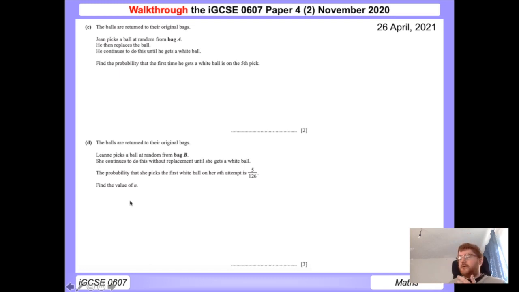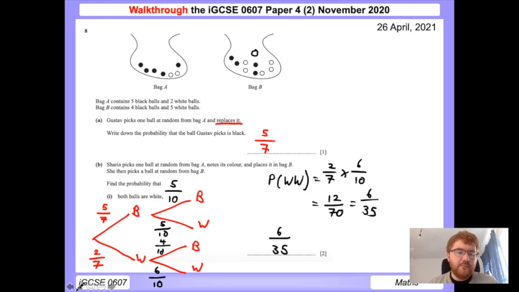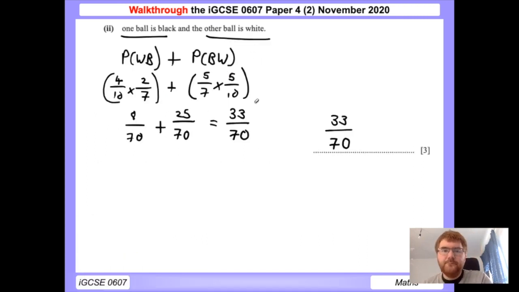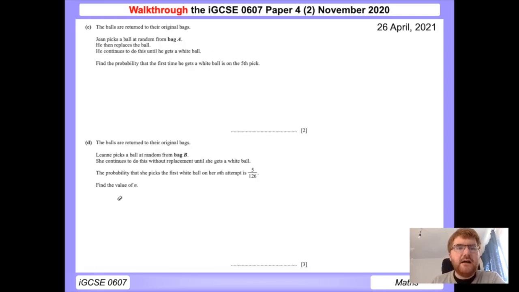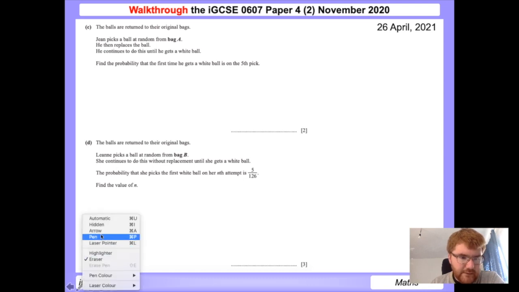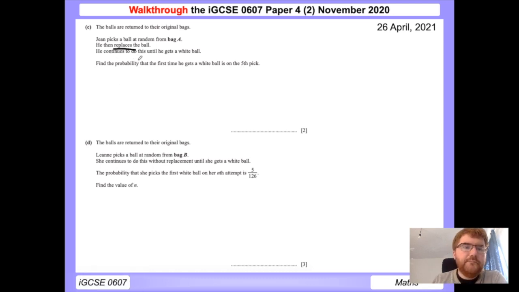Okay, so now we're going on beyond the standard questions, and now they'll try and change the context slightly for this. So the balls are returned to their original bag. So if I go back to my original diagram, I would do this in the exam to remind me. I would wipe out anything I've done so far. Okay. Gene picks a ball at random from bag A. He then replaces the ball. Let's underline that. He continues to do so until he gets a white ball. Find the probability that the first time he gets a white ball is on the 5th pick.